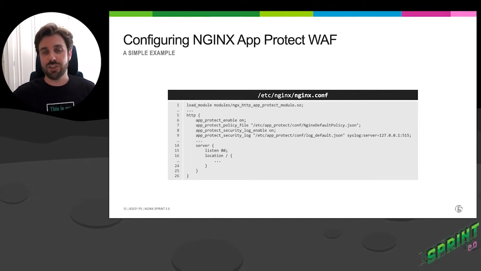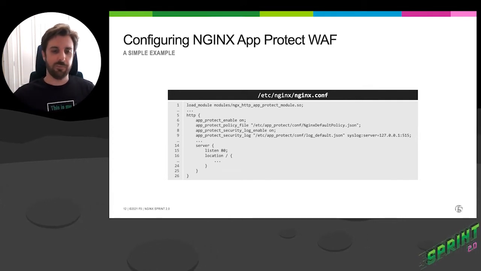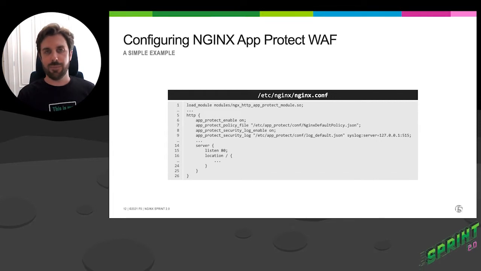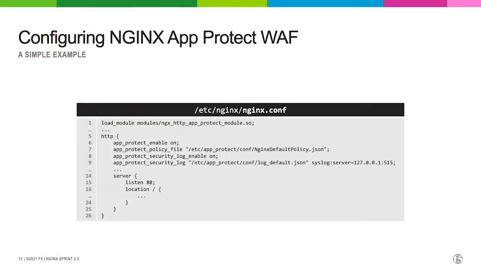And if you wish to change the default policy file, maybe you have some specific needs, some specific use cases, you can use the app_protect_policy_file directive to point to your custom policy file. There's a whole range of directives you can then also tweak. You can enable security logs. You can set up which server you want to add as your syslog server and whatnot. You can read all the documentation online at docs.nginx.com, but basically you can customize it to your heart's desire.